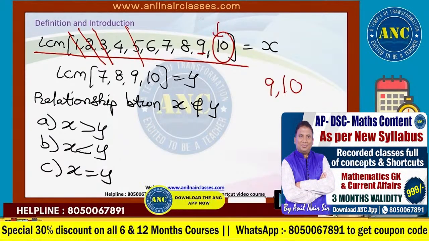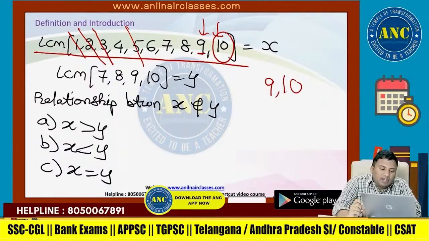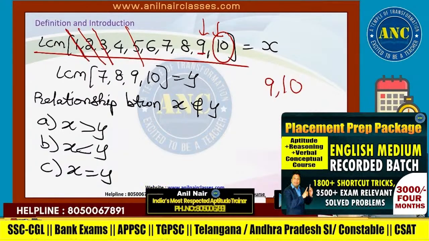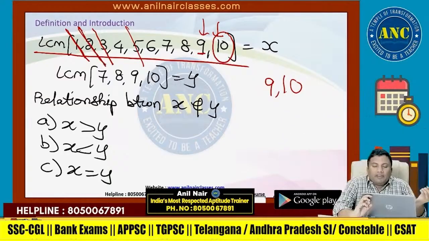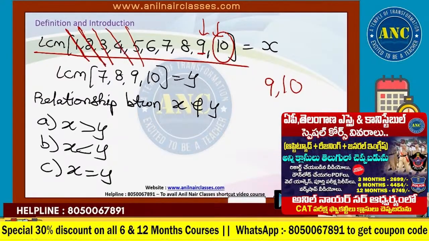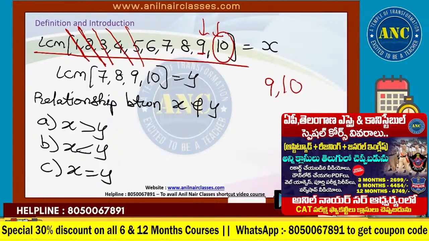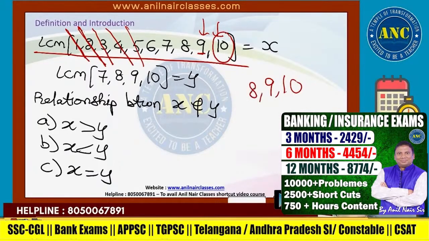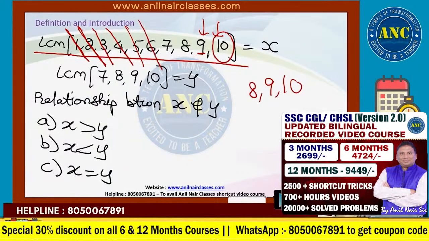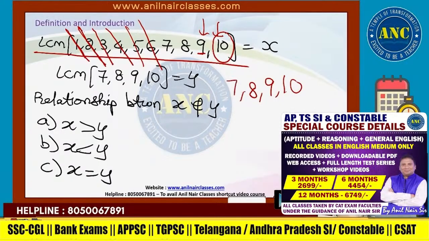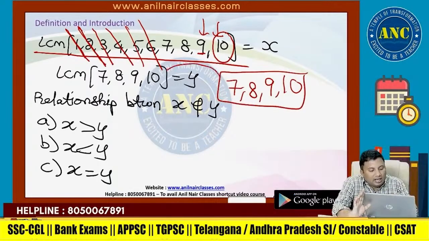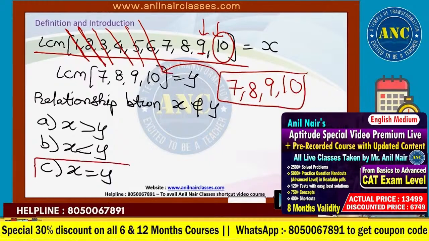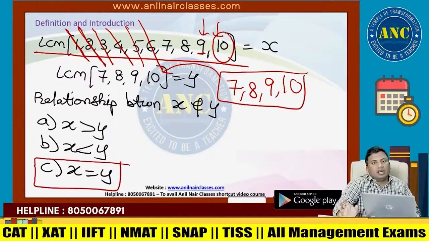The next element is 8. What are the elements which will divide 8? 1 will divide 8, already eliminated. 2 will divide 8, already eliminated. 4 will divide 8, also eliminated. Remaining is 8. If 2 and 3 are eliminated, 6 will also be eliminated because 2 and 3 are the factors of 6. So what is remaining? 7, 8, 9, 10, which is nothing but Y. So the answer for this question is X is equivalent to Y.